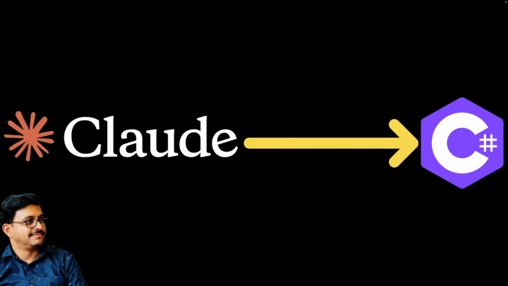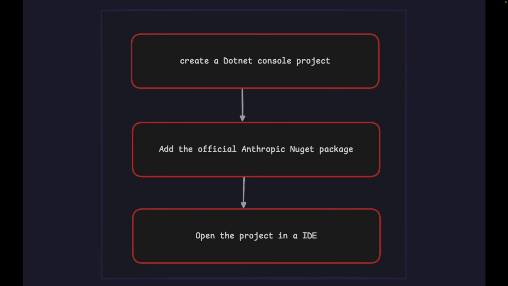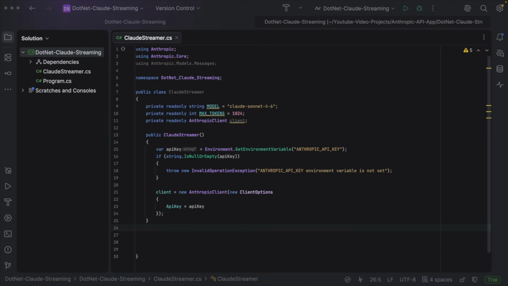Finally, let's build this in .NET. C# is elegant and the Anthropic SDK for .NET is fantastic. For that, we need to create a .NET Console project, add the official Anthropic NuGet package and open the project in an IDE. I have already created this .NET Console project and opened it in JetBrains Rider. In this project, I have created a Claude Streamer class.